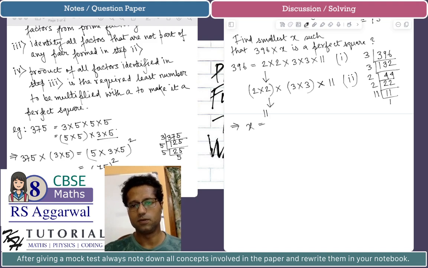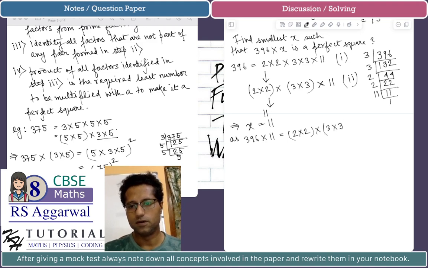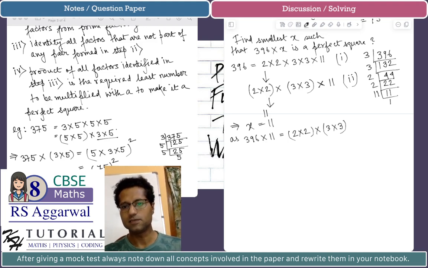So this implies x will be equal to 11, because as you can see, 396 multiplied by 11, since there is one 11, if I multiply it with another 11, 11 into 11 will form a pair. We will have 2 into 2. The prime factorization of the number 396 multiplied by 11 can be perfectly expressed as pairs of equal factors.